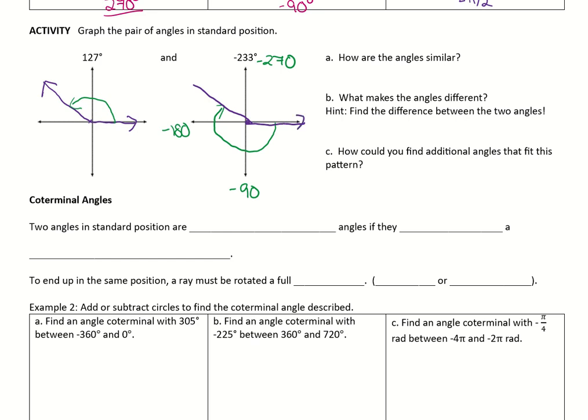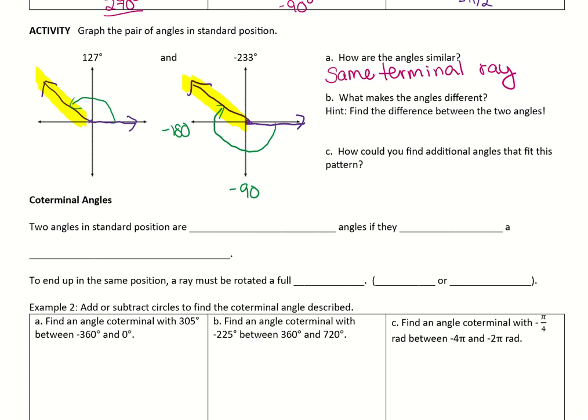Okay, so these angles are different. For sure, they're different numbers. But how are they similar? They both have the same ending ray. This ray right here and this ray right here are in the same position. They have the same terminal ray. What makes the angles different? Well, they're 360 degrees apart.